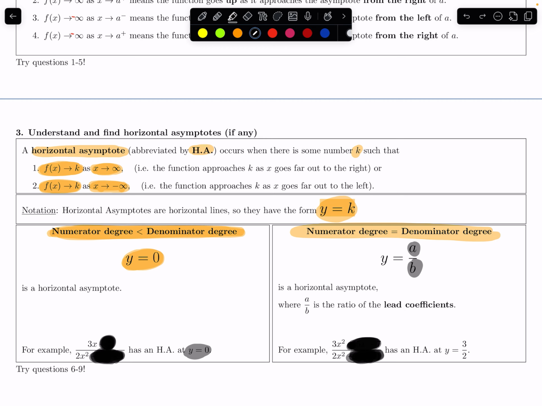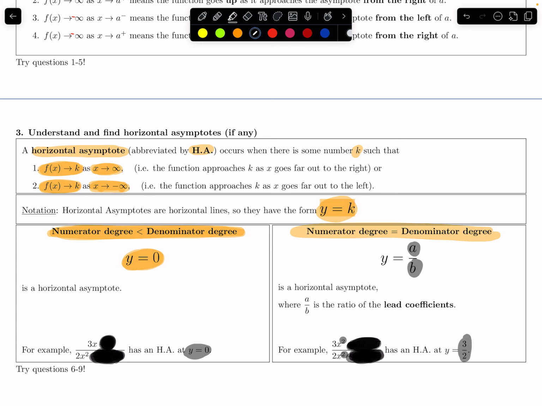So you're going to get closer and closer to 3 over 2. What about if you put negative trillion into x? Negative trillion squared is positive trillion squared, right? And then the same thing for the denominator. It's going to be the same sign, so you're still going to end up with 3 halves.